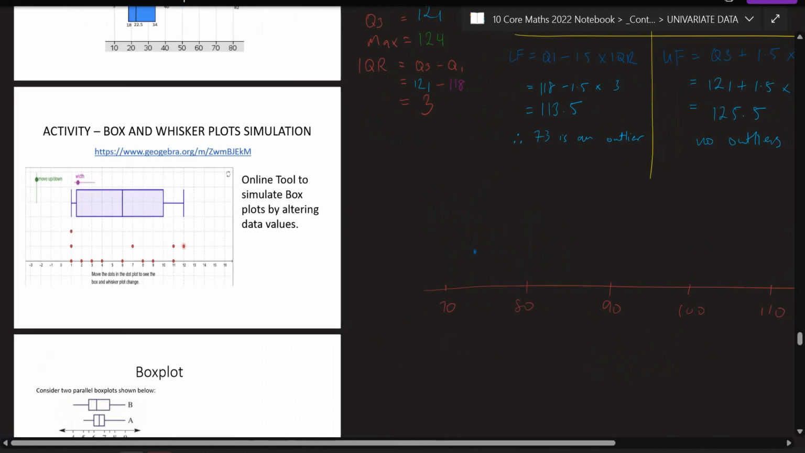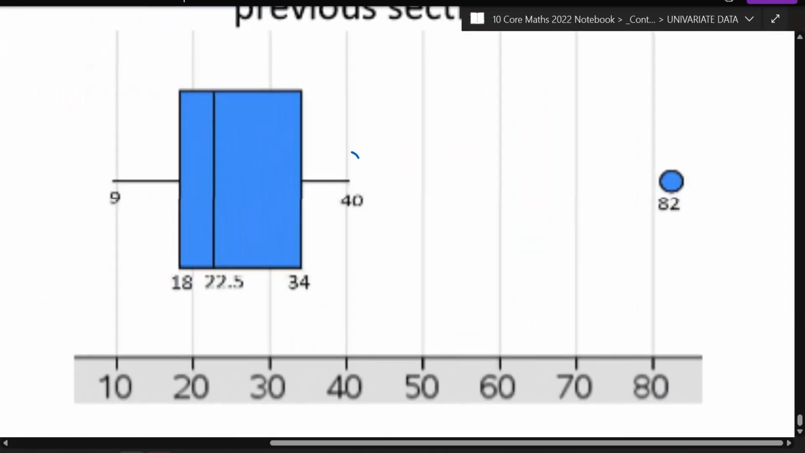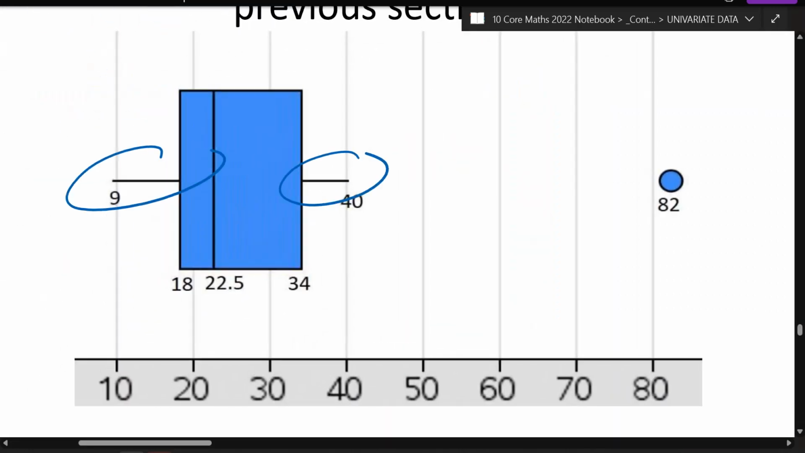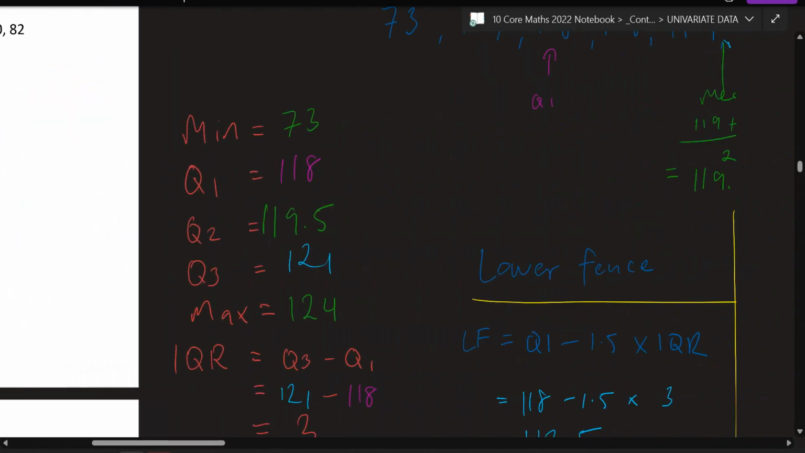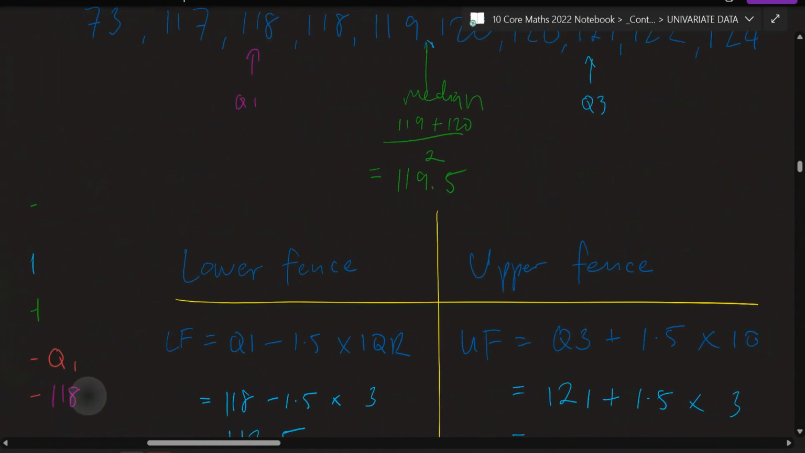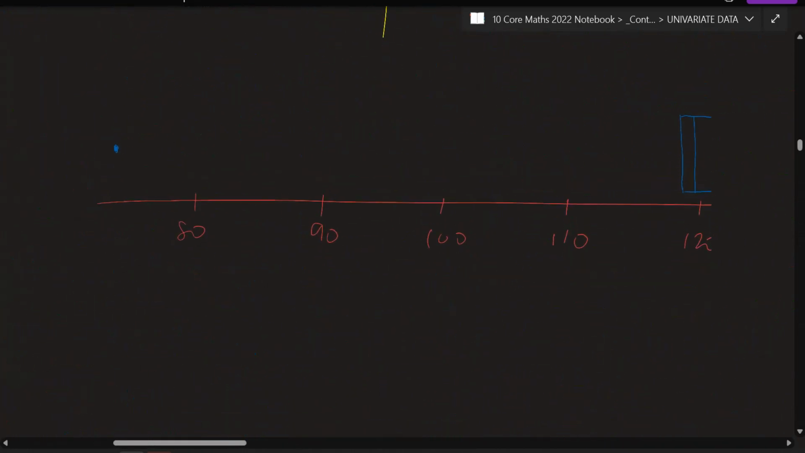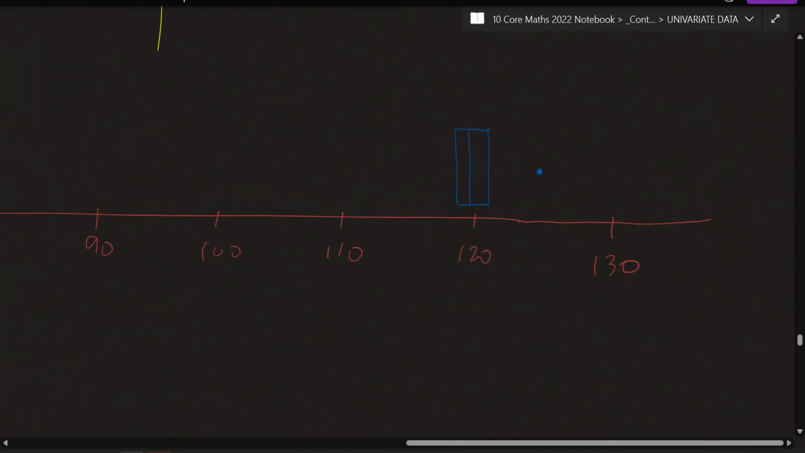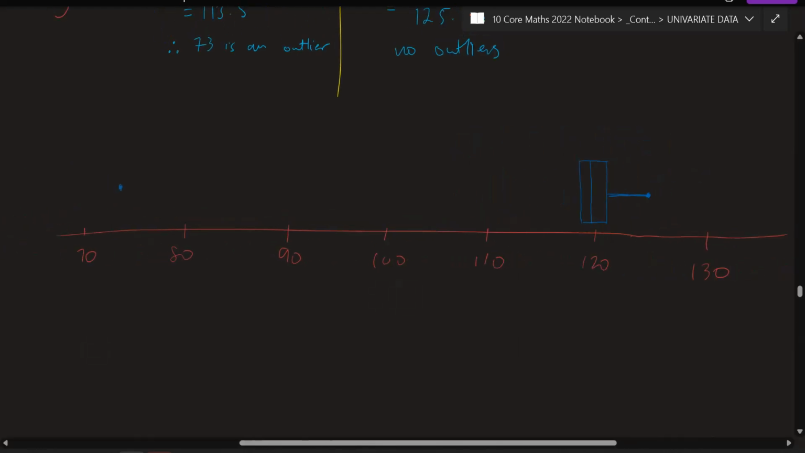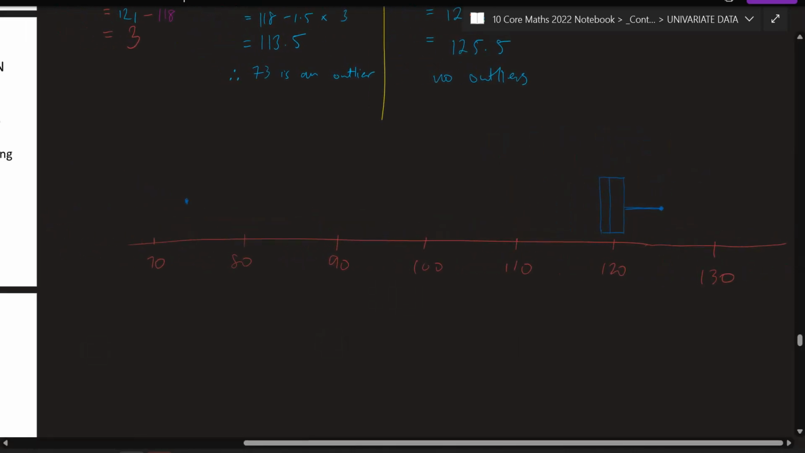So let me just go back real quick. You need to draw these whiskers. But we need to figure out where they stop and start. For the highest number, because there's no outliers, I can literally just go and draw a line right there. There's no outliers up there. But remember, in the lower fence, there was an outlier. The outlier is 73.